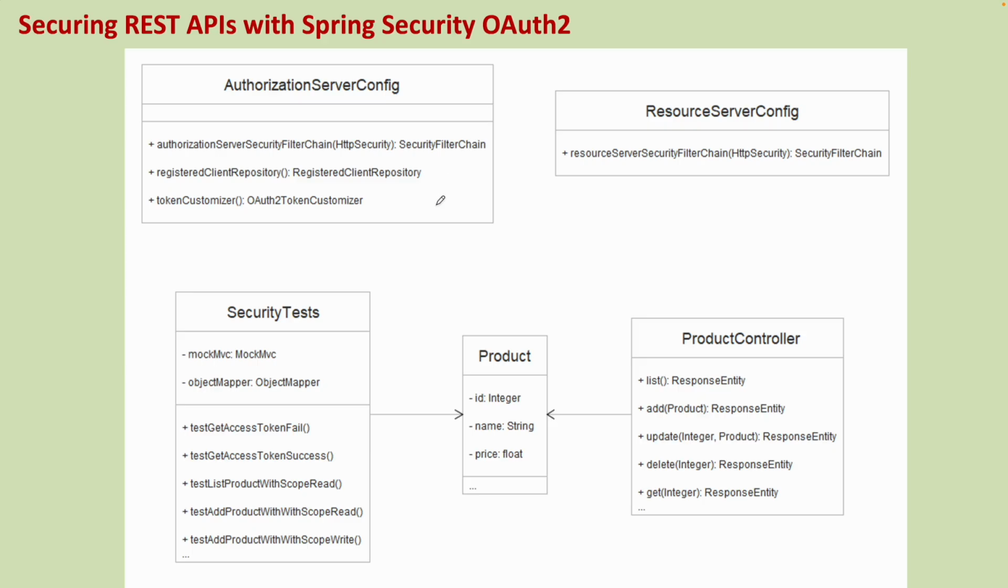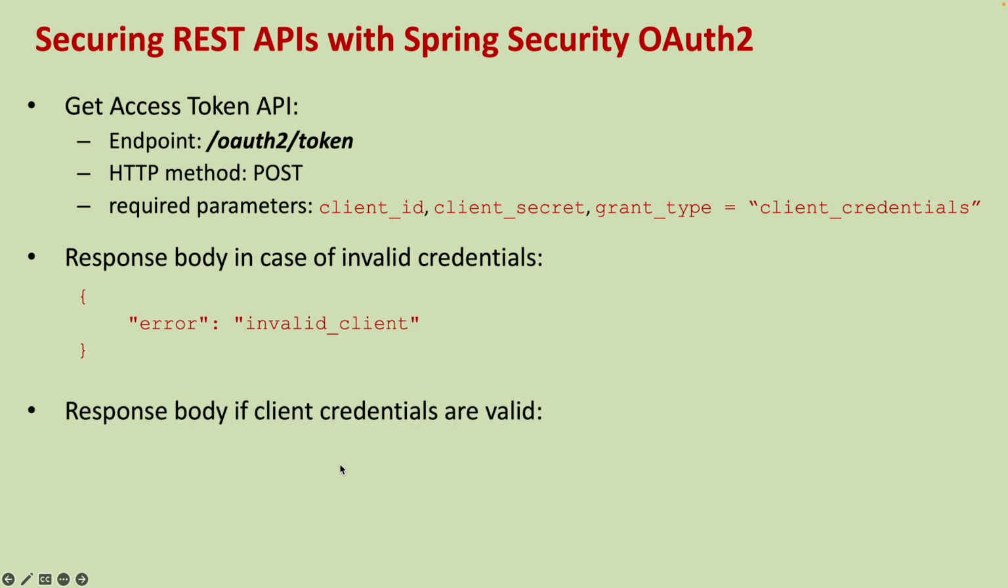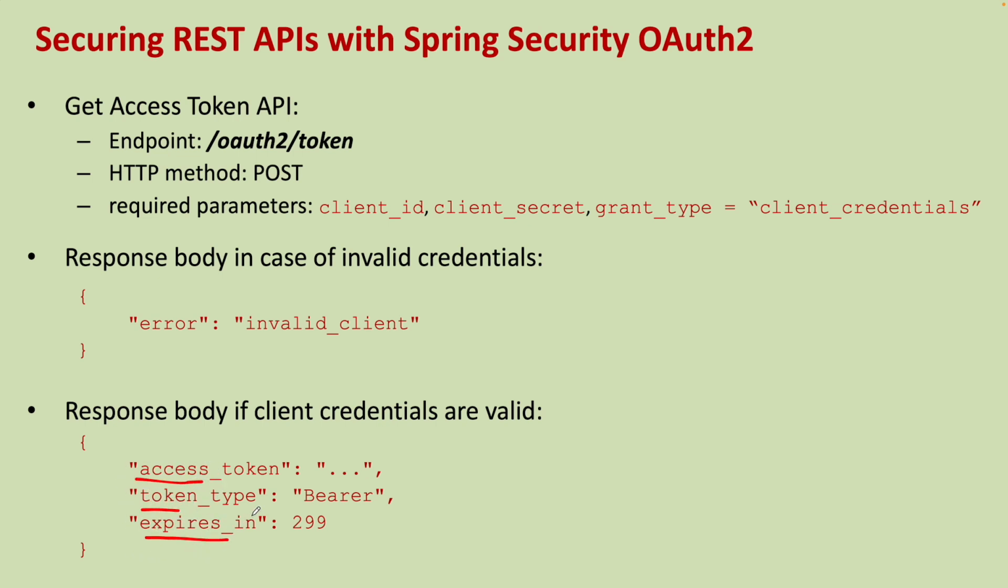And next, let's code the second test case, test get access token success, in which we specify valid client credentials. And note that in case of valid client credentials, the response body should be like this. It is a JSON document that contains three fields: access_token, token_type, and expires_in. Access token contains the encoded access token, and token type must be equal to bearer, and expires_in is the expiration time in number of seconds.